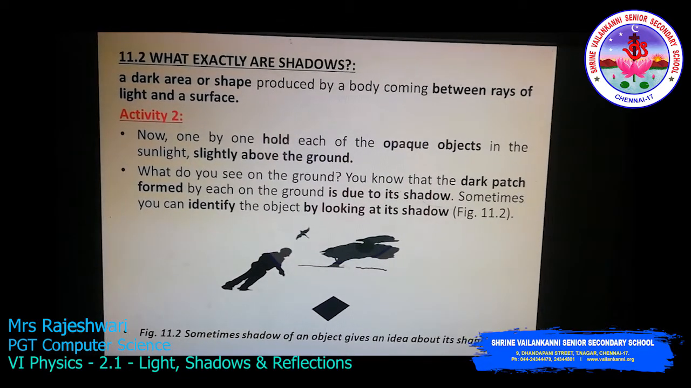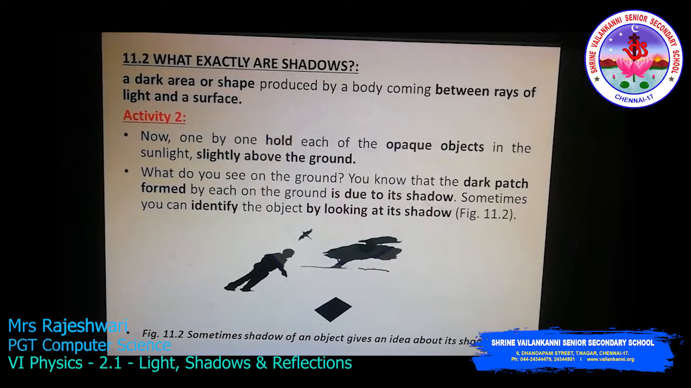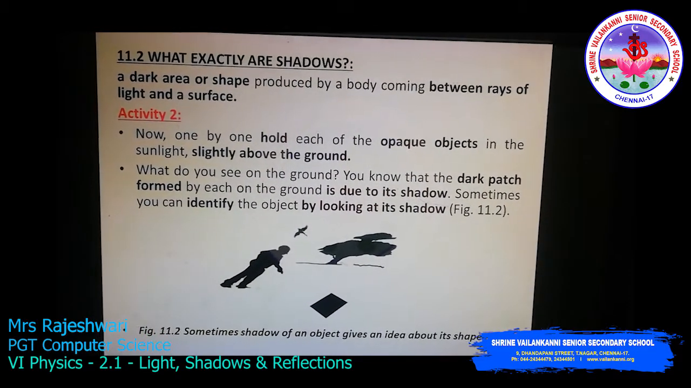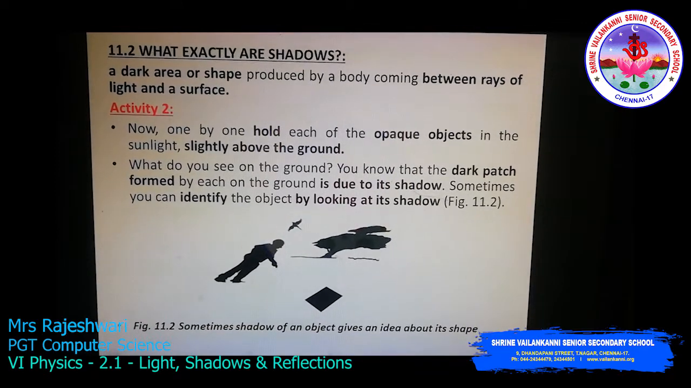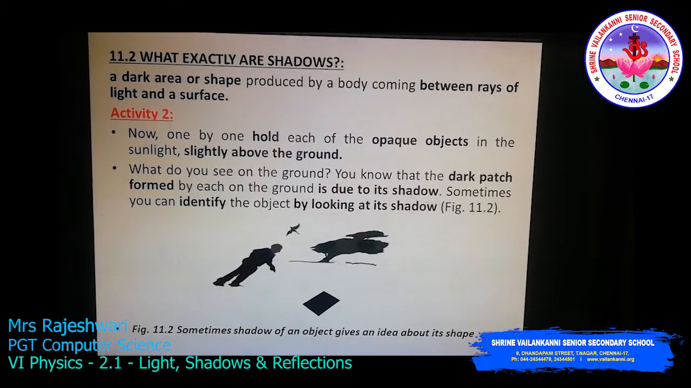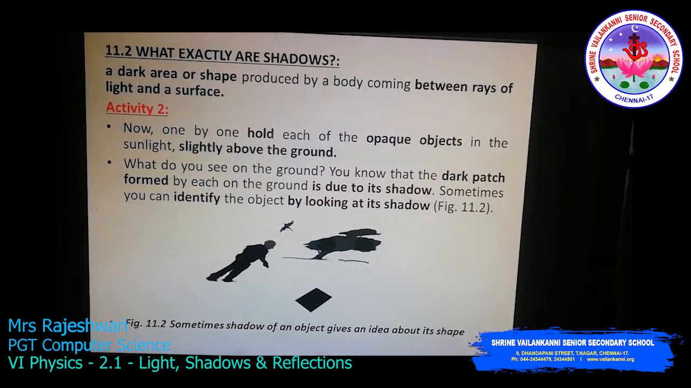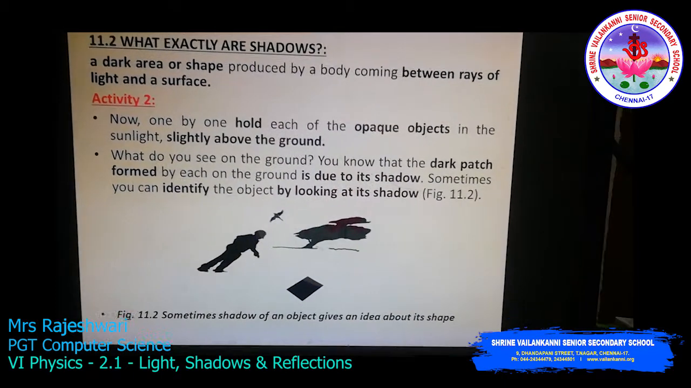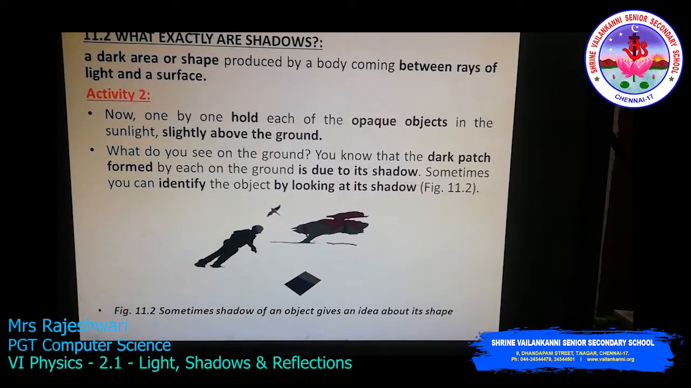It is a dark area or shape produced by an object or a body which comes between the rays of light and the surface, which is nothing but a shadow. To understand very clearly what exactly shadows are, let us do some simple activities. See here, in this figure, different shadows have been given.